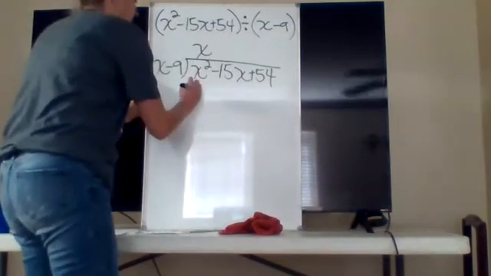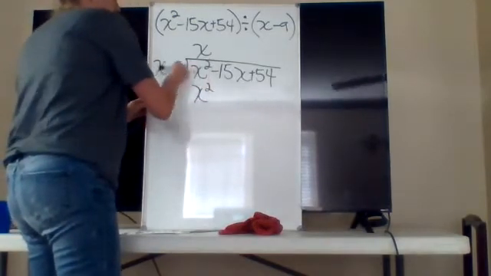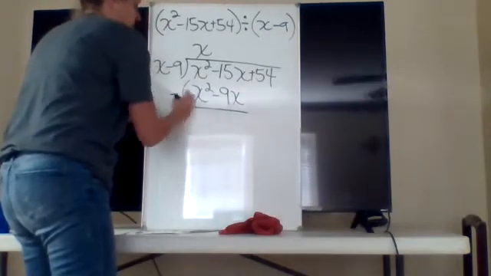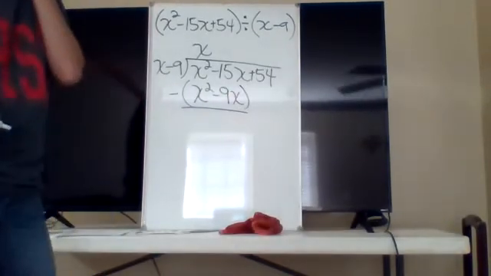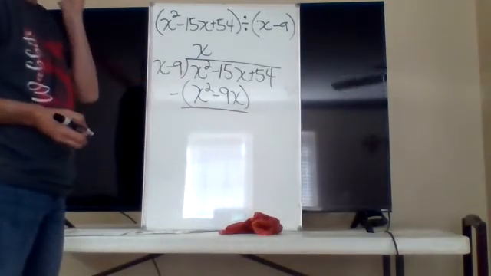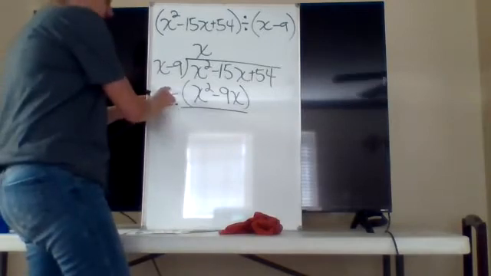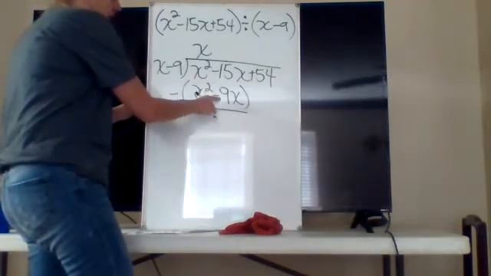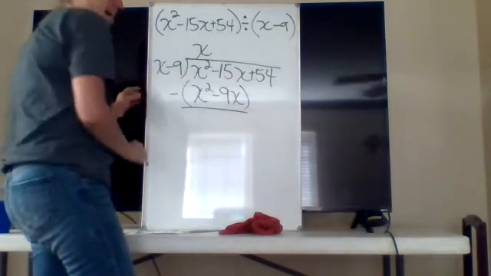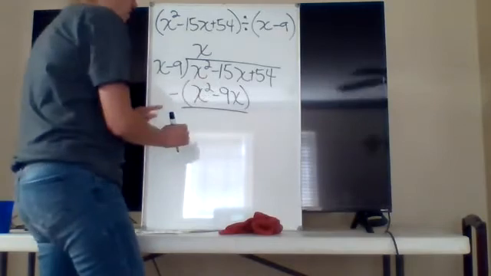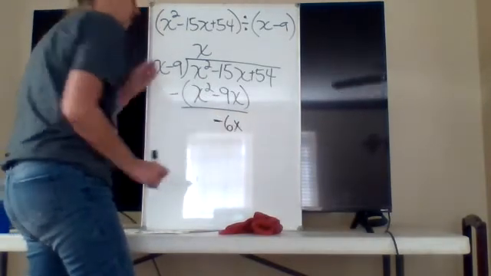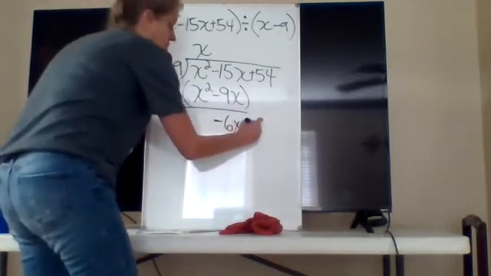X times x gives me x squared. X times negative 9 gives me negative 9x. Then I'm going to subtract that. That's how I'll get my x squareds to go away, right? X squared minus x squared is nothing. Once again, this minus turns this negative into a positive. So you have negative 15x plus 9x, which is a negative 6x. Then drop down that positive 54.